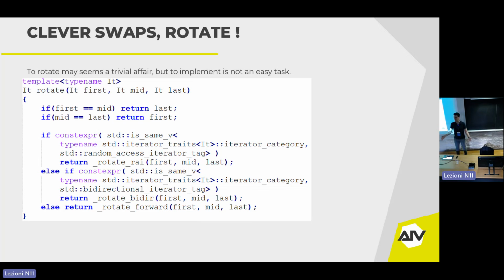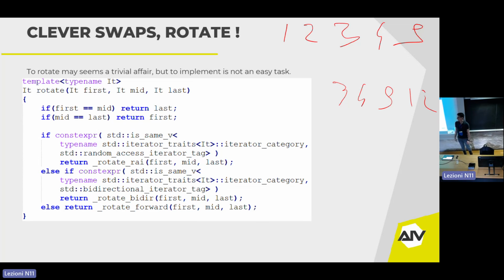What does it mean to rotate a sequence? Let's imagine that you have this sequence, 1, 2, 3, 4, 5. Pardon my handwriting. I want to rotate it twice on the left. What do I get? I get 3, 4, 5, 1, 2. Okay? So this is a rotation of 2 elements on the left.